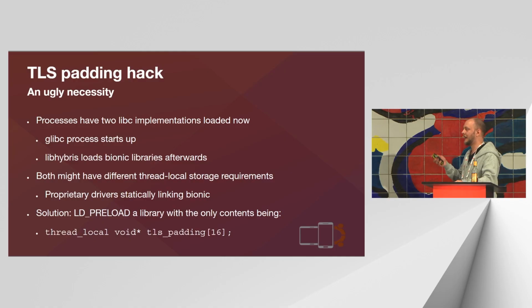Actually, what we have to do is LD preloads, and thanks again to Rachanan over there, who came up with this beautiful hack. It basically sets up the process to have padding in thread local storage every time a thread gets constructed using an LD preload hack. So this is the content of it. It's just allocating 16 bytes, 16 void pointers, and calls it a day with just providing the space requirements so that glibc and bionic don't trip over each other.